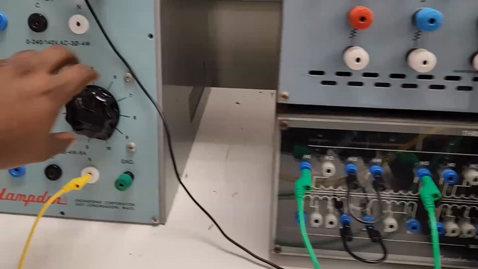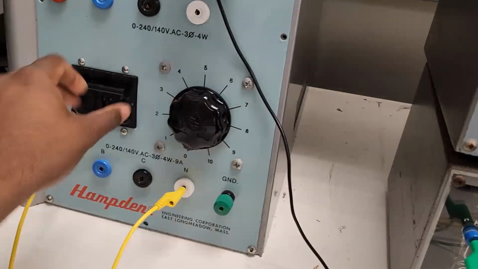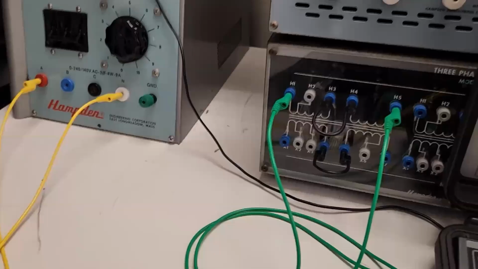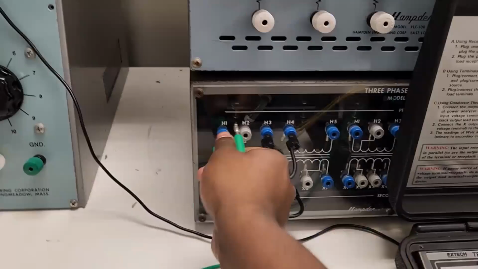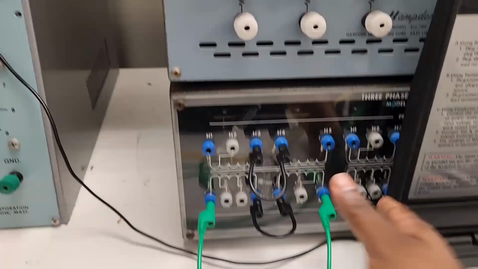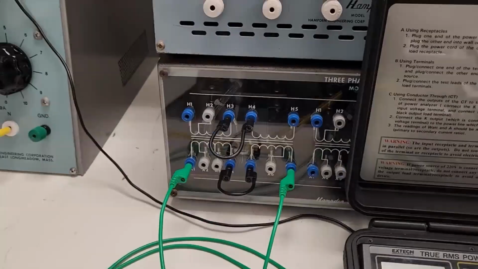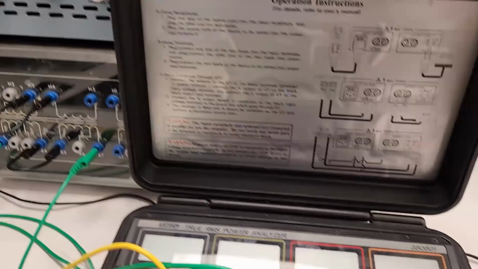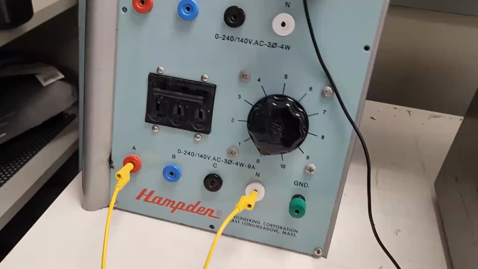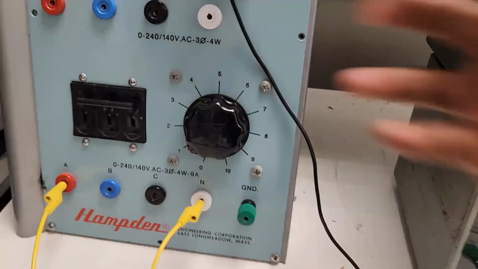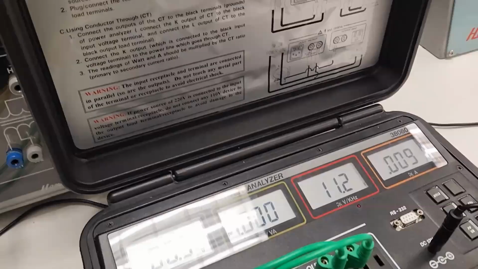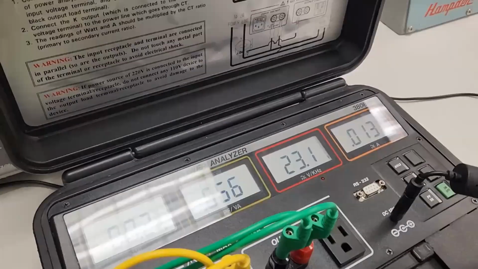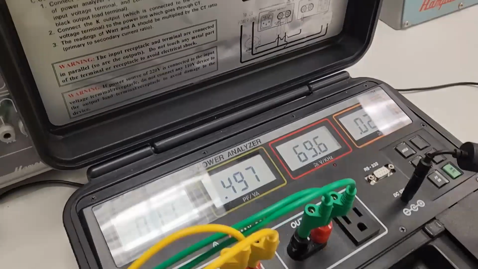Now we are going to reduce the voltage to 0, and turn this off, turn that one off as well. Now we'll open this connection and connect it to the secondary side. Now we'll do the same. Let's turn on the main switch, and turn on the power analyzer. Let's dial up the voltage. So this is 10 volts. For the secondary side, I'm not going to go beyond 100 volts.